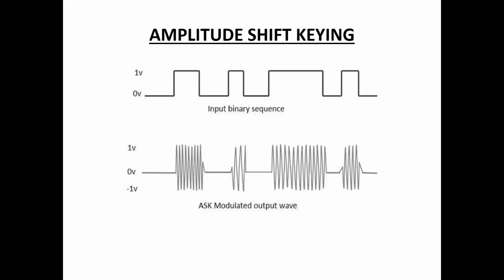In amplitude shift keying, if the input is 0, it gives a 0 value for low input. And if the input is high, that means 1, then it gives the carrier output, and that is a waveform. 0 means no waveform, 1 means there is a waveform.